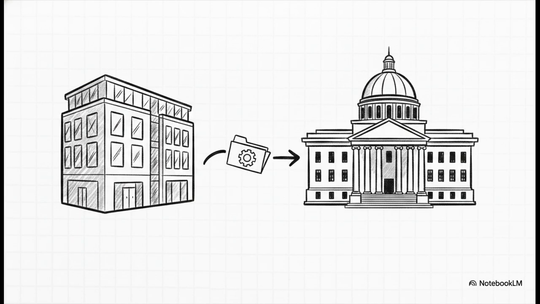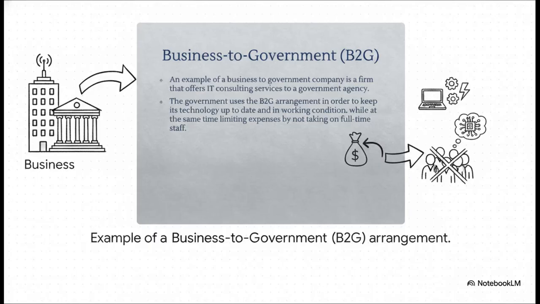Next up, we have B to G, or business to government. In this scenario, the primary client isn't a shopper at a mall or another corporation. It's a local, state, or federal government agency. As we know, governments operate on incredibly strict, taxpayer-funded budgets, so they're constantly looking for creative ways to limit their internal overhead. A great example of this arrangement is a private firm offering specialized IT consulting services to a government agency. The government relies on this B2G setup to keep their essential public-facing tech updated and secure. Crucially, they get to do this while limiting massive expenses.